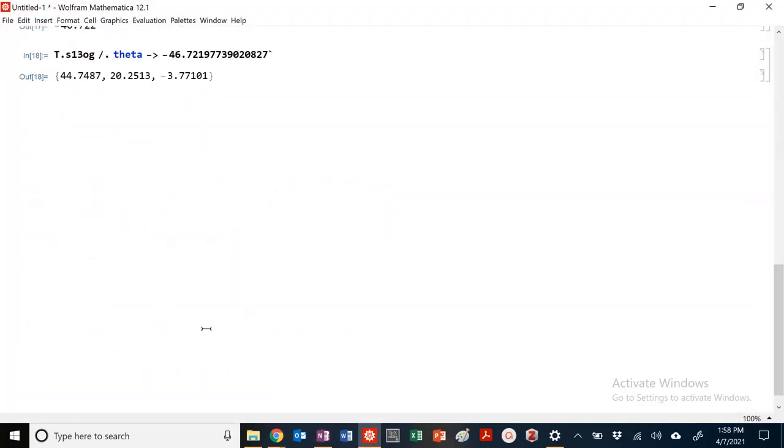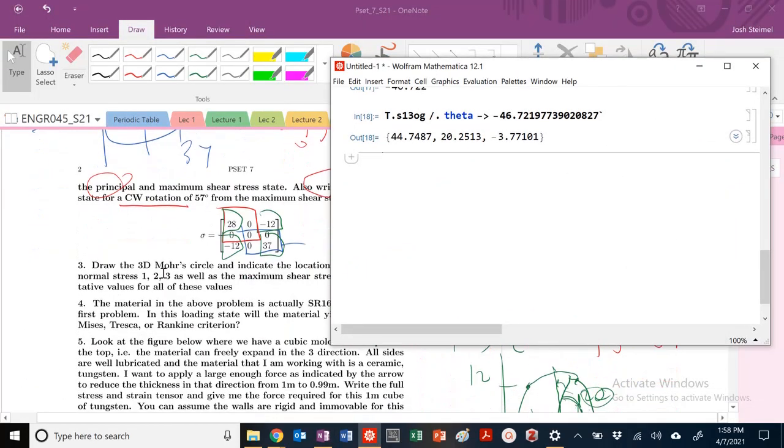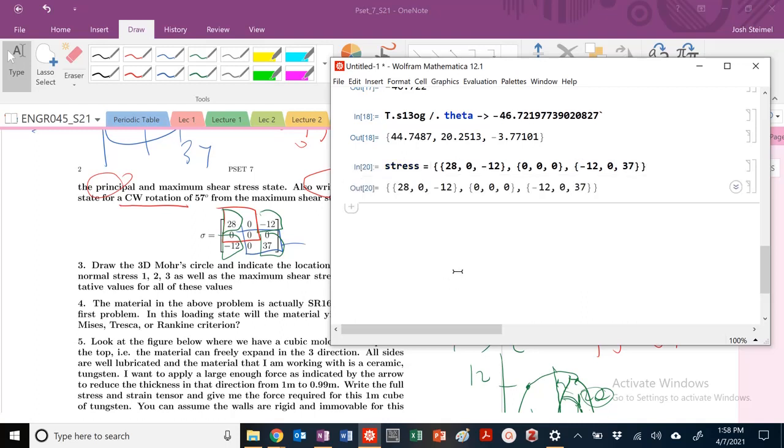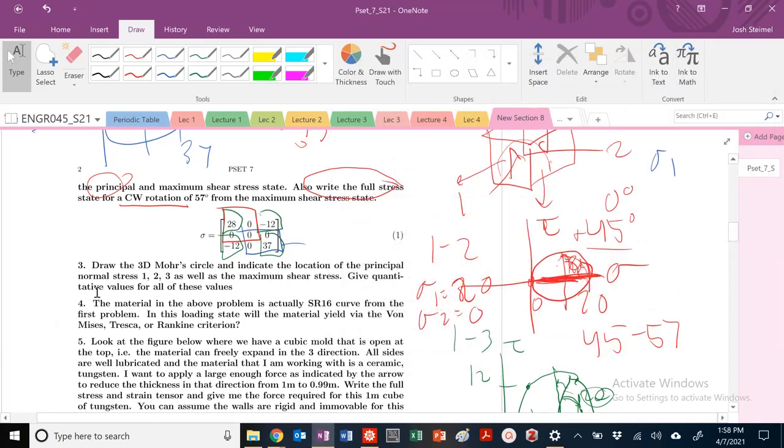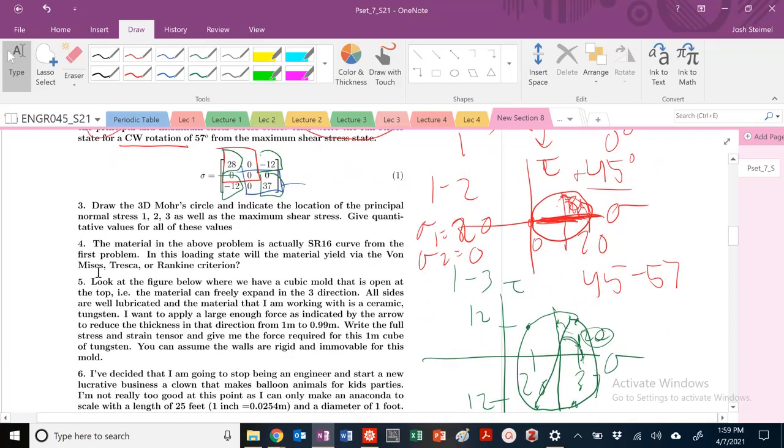And I can confirm that by looking at it right here, by actually figuring it out. So if I do my stress equals 28, 0, minus 12, then 0, 0, 0, then minus 12, 0, 37. Let's click that here. If I do my eigenvalues of my stress, let's look at this numerically. And what do you know? The same values pop up. So that's it. We've got the 3D Mohr circle, and we got those values.